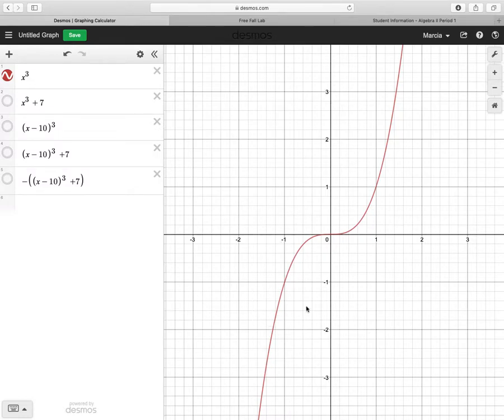Hello, ladies and gentlemen. I'm going to step us through a little bit about transformations of functions. So on your screen, you see an x cubed function. This is the plot of y is equal to x cubed.